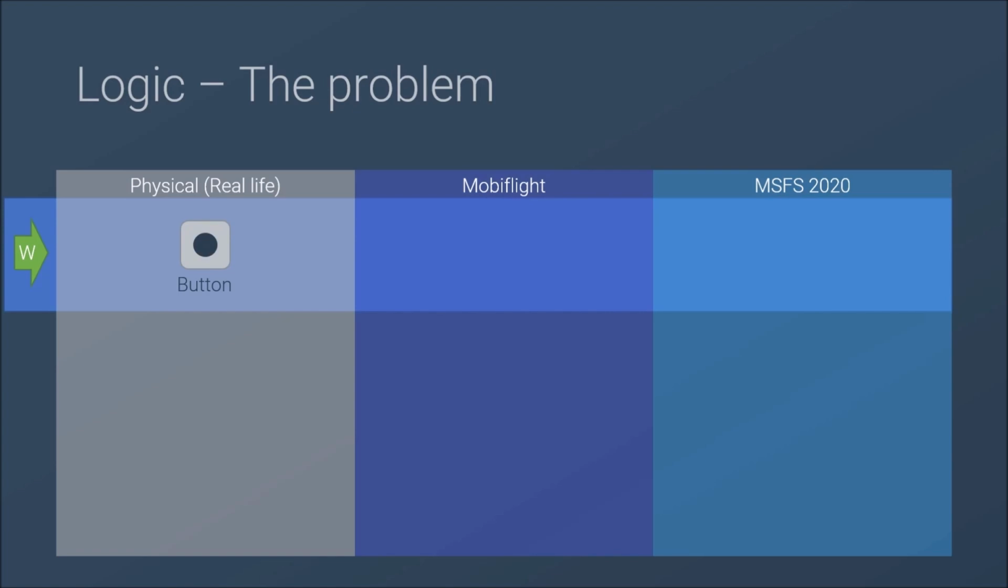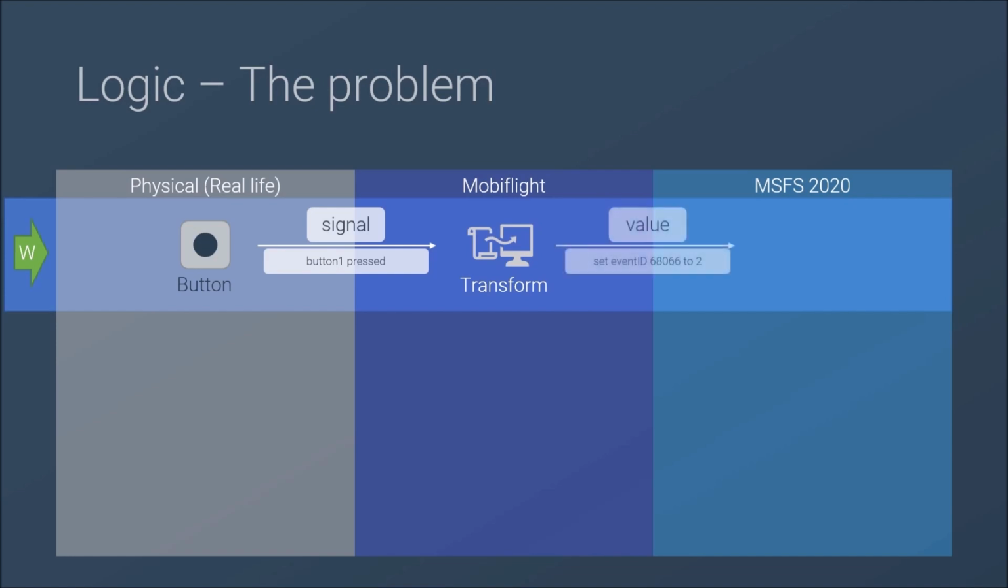So the user is pressing a button, a signal will be sent to MobiFlight. MobiFlight uses this signal and transforms it, so to speak, to a value. For example, the value 2 or the parameter 2 of the event ID 68066, which means we will have managed speed mode in our simulator, in our fly-by-wire mod.